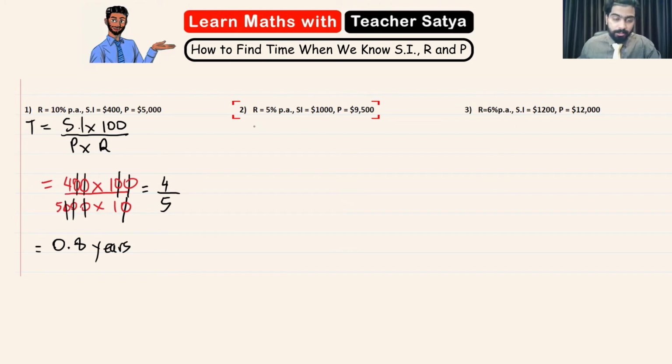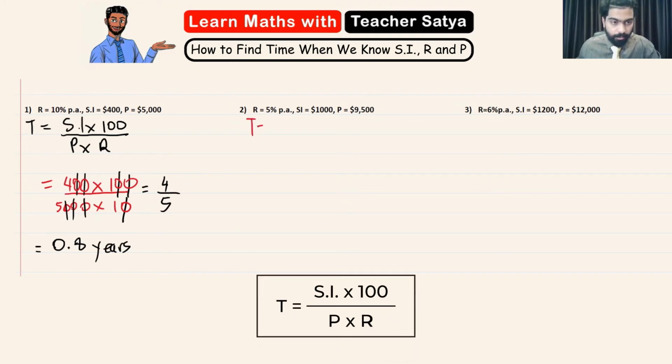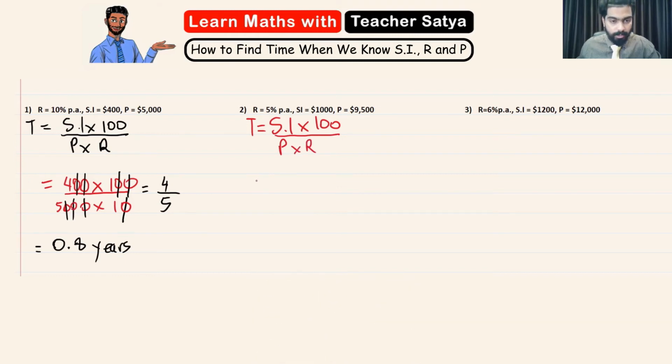Now question number two, again let's start off by writing the formula. T is SI multiplied by 100 over P times R, right guys? Now what we have here is the SI is 1000 multiplied by 100 over the principal is 9500 multiplied by the rate is 5%, right guys?